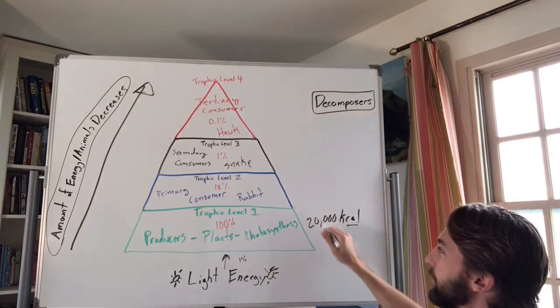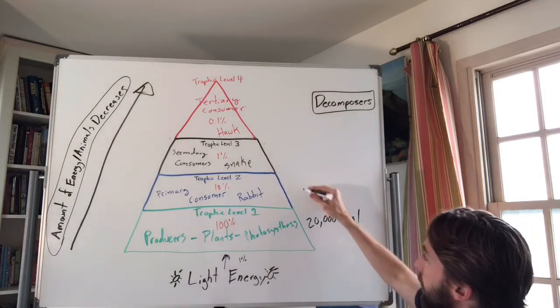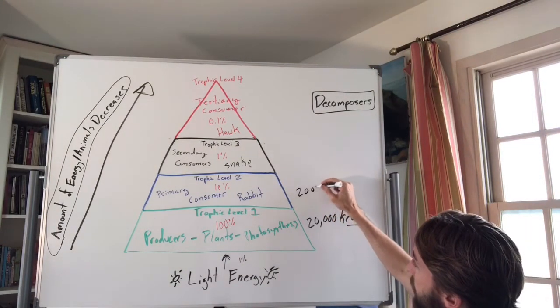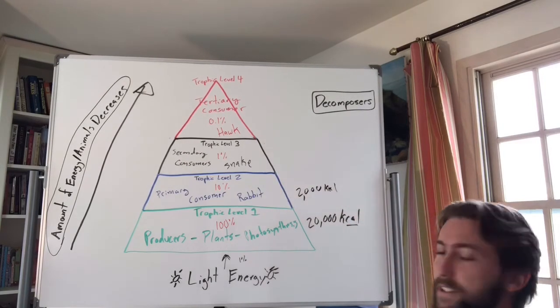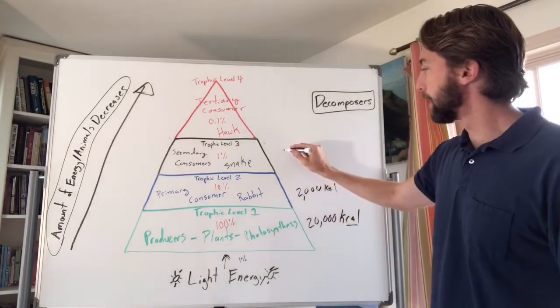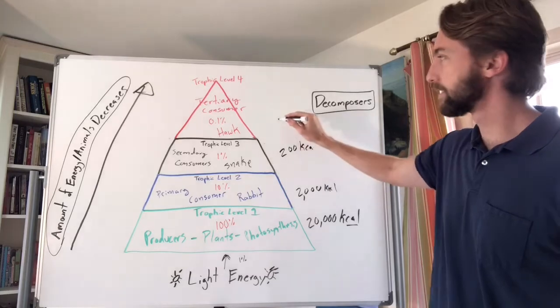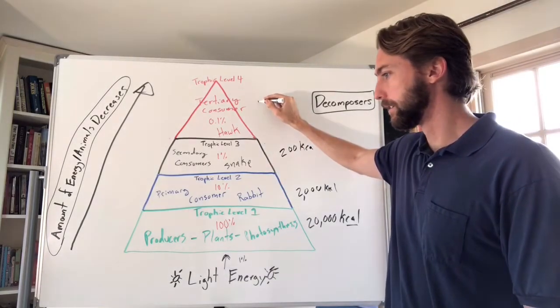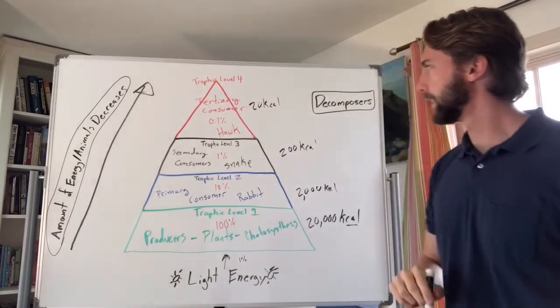So 10% of 20,000 is going to be what? The easy way is just to move the decimal over. We're going to have 2,000 kilocalories available for the second trophic level. 10% of 2,000, remember, just drop a 0, we're going to have 200 kilocalories. 10% of this is going to be 20 kcals.